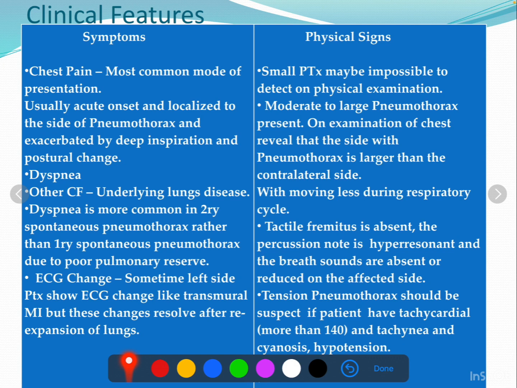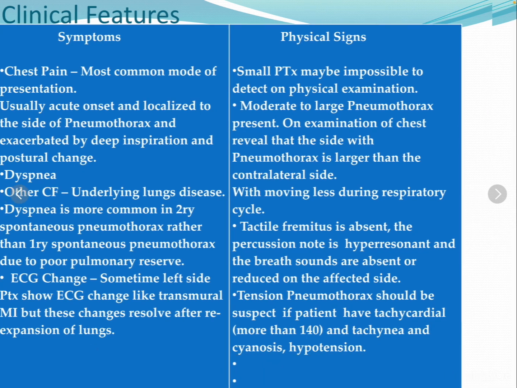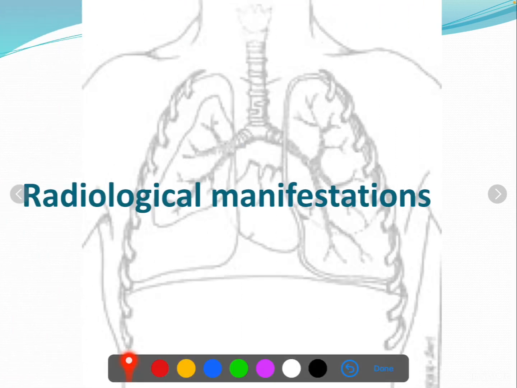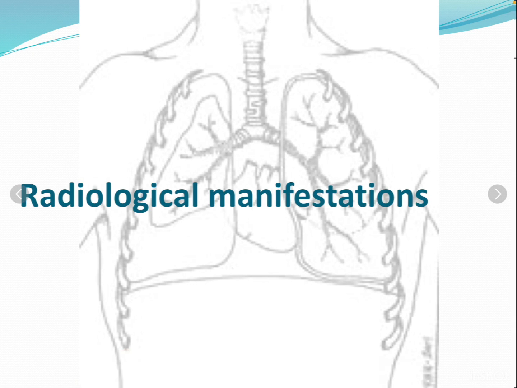Then they are talking about tension pneumothorax. Tension pneumothorax should be suspected if the patient has tachycardia, with pulse rate or heart rate more than 140, and tachypnea and cyanosis and hypotension. Then they are talking about the radiological manifestations. So what are the radiological manifestations?